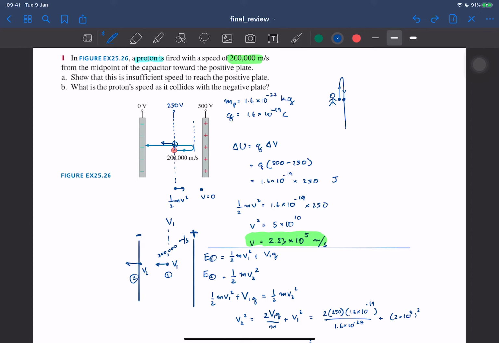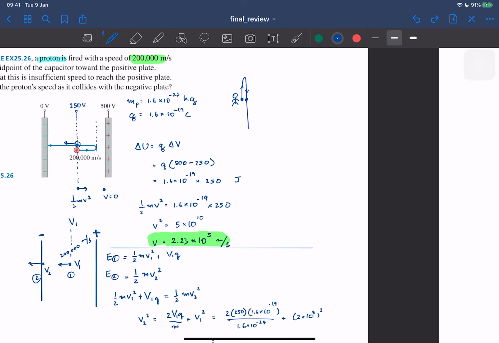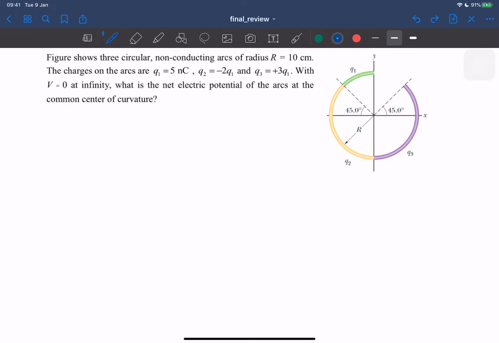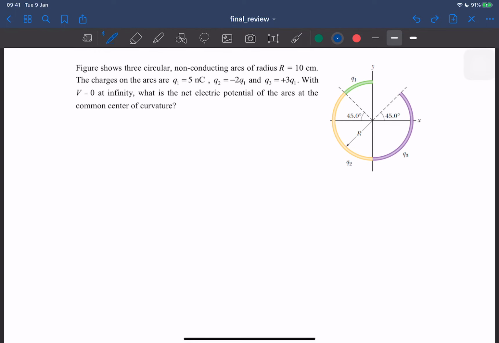Okay, let's move to the next question, which is this one. This one might look a little bit scary, but it's actually not. So again, I'll give you a few minutes to look at this and see what you come up with in terms of solutions.